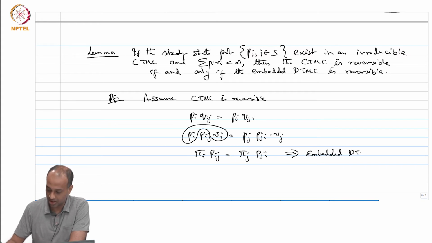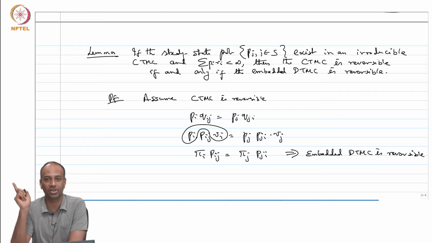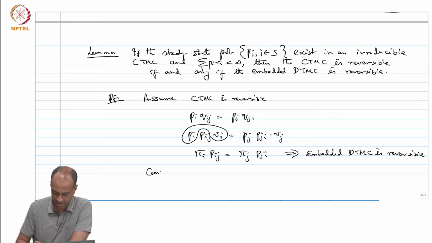the embedded DTMC is reversible. So, one direction is shown: if the CTMC is reversible, then the embedded DTMC is reversible. The converse is similar.